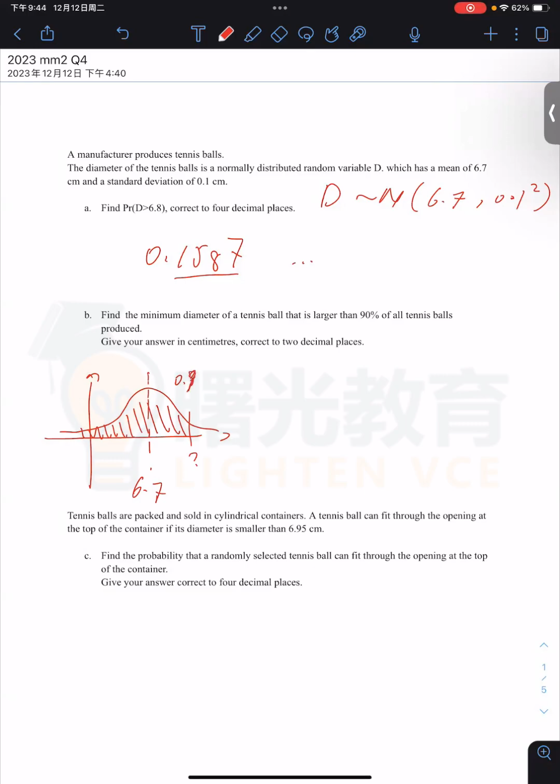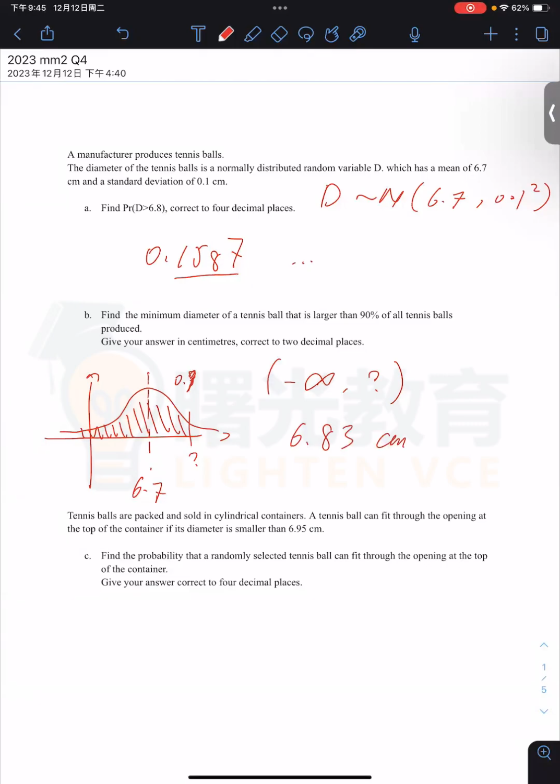So the function we need is the inverse normal distribution. Please remind yourself again that the inverse normal distribution function can only look for the value from negative infinity up to your required value, never from this value going to infinity. After we type in 0.9 as the area, 6.7 as the mean, and 0.1 as the standard deviation, click it, and this time we just need 2 decimal places. So it will be 6.83 centimeters.